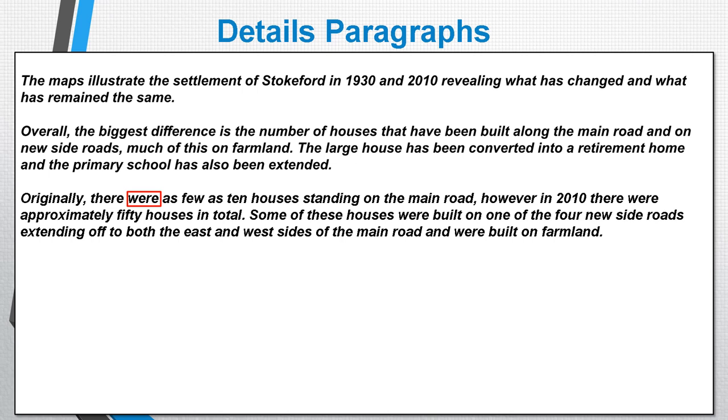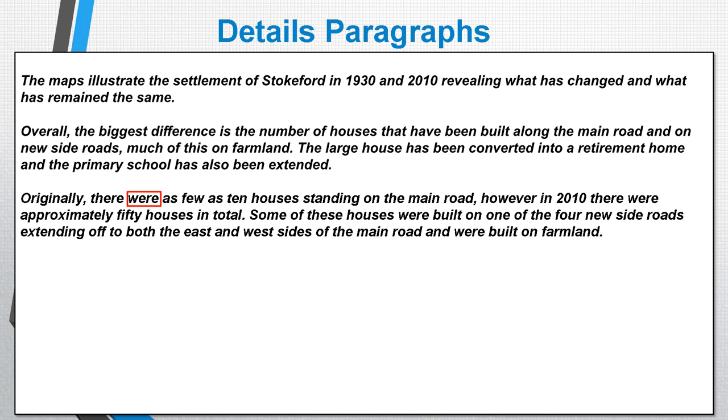So in this paragraph, I've added quite a few nice little details about the numbers of houses and the number of new side roads, and even the location of the roads to the east and to the west, and that they were built on farmland. Now, all of that information I could take directly from the maps. I didn't make anything up. I didn't include my opinion or anything like that. It's all details that I could extract from the maps themselves. Now, you might also notice that I've written that paragraph in past simple.